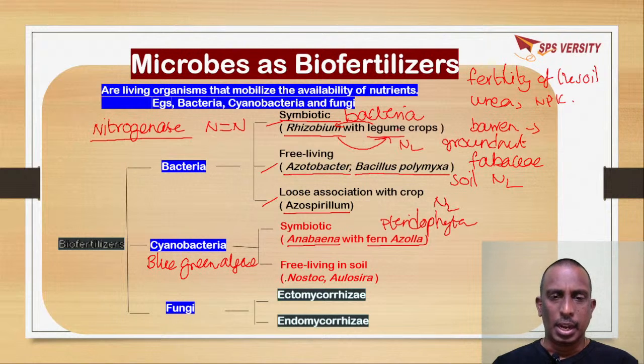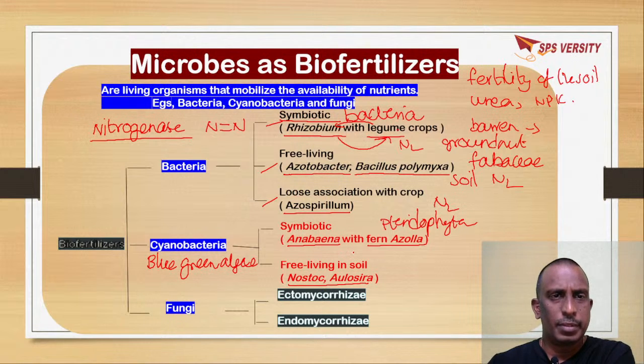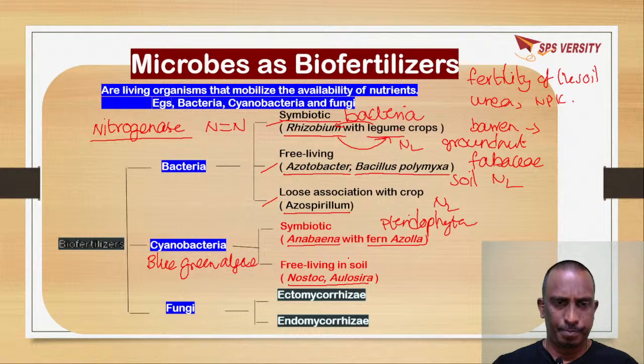And when you come to free living, that is Nostoc and Oscillatoria, which are free living, not associated with any bacteria or any other organism. So they also fix atmospheric nitrogen. So till now what we studied is about cyanobacteria and bacteria. Now we are going to study about fungi.